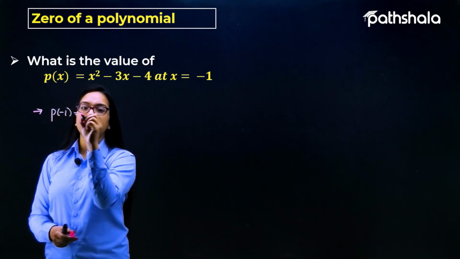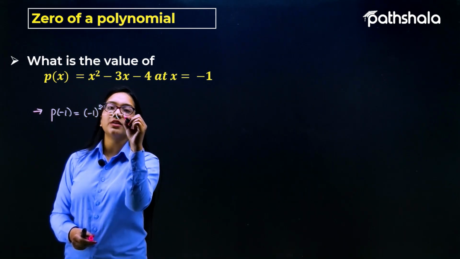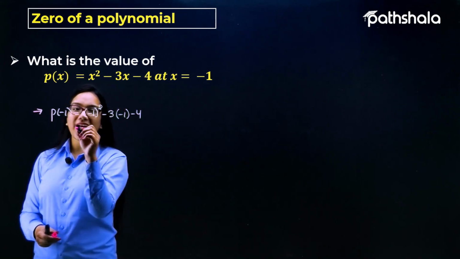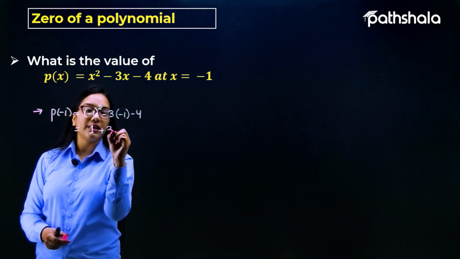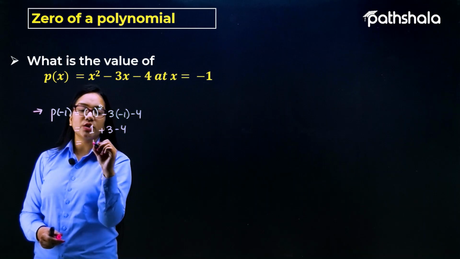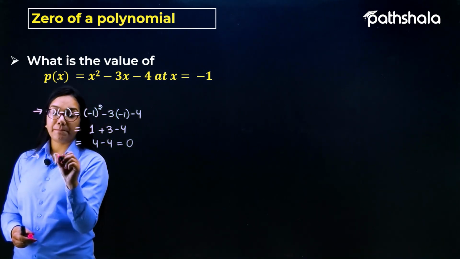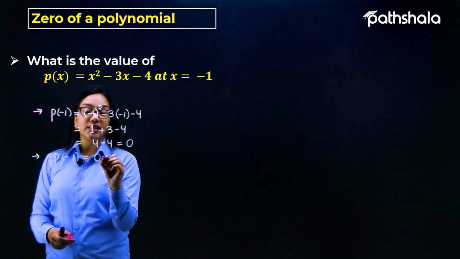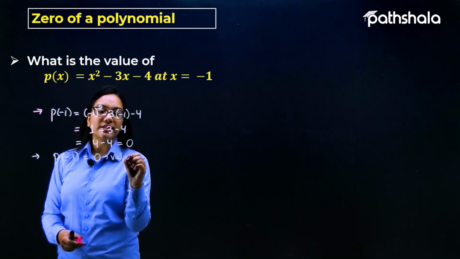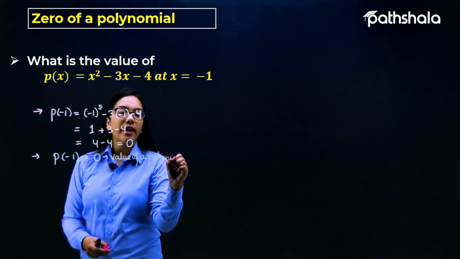So we will get the answer as (minus 1) raised to the power 2, minus 3 times minus 1, minus 4. So at the end we will get 1, minus minus is plus, so it is plus 3 minus 4. 3 plus 1 is 4, 4 minus 4 is equal to 0. It implies that p of minus 1 is equal to 0. So at the end, 0 is called the value of a polynomial.